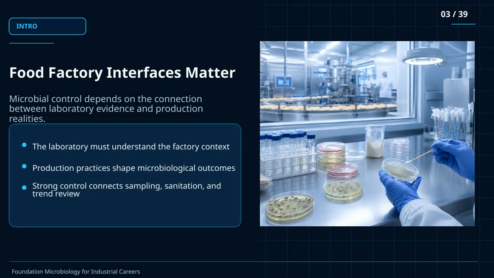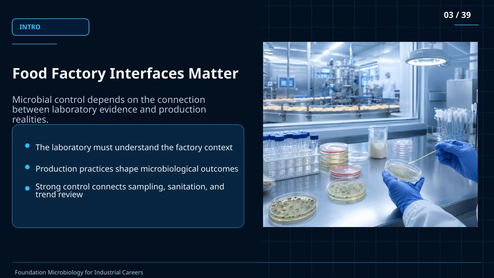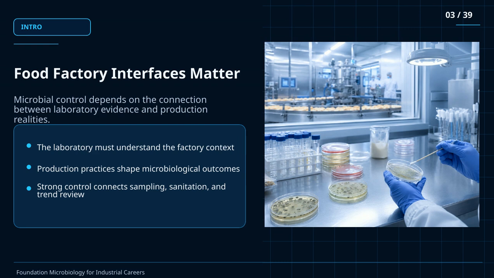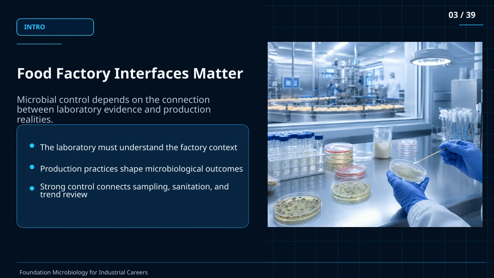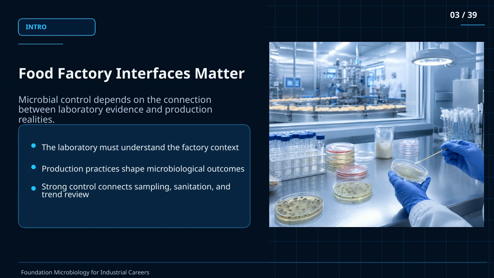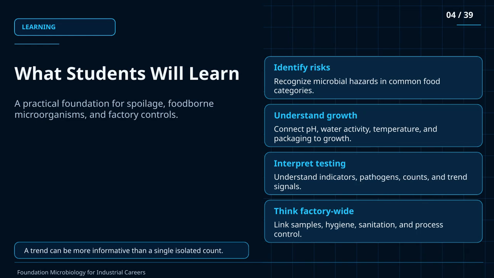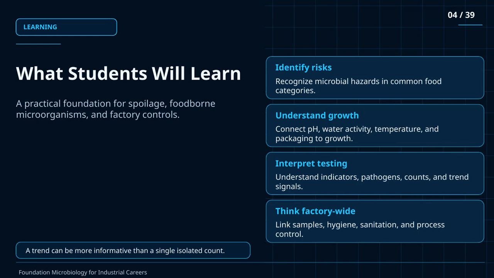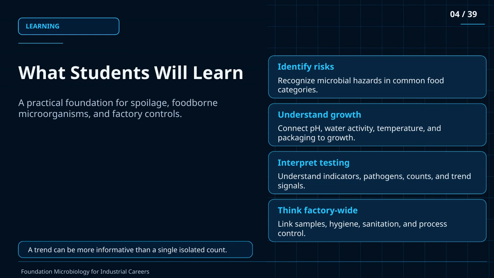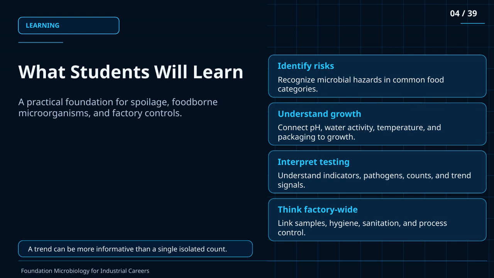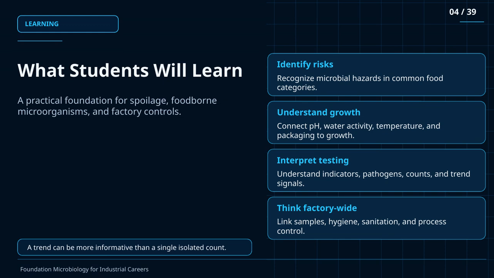Food factory interfaces matter because laboratory results only become useful when they are connected to real production conditions. Sampling, sanitation, process design, and operator behavior all influence the final risk. By the end of this module, you should recognize common microbial risks, understand growth conditions, and interpret basic food microbiology testing. You should also connect hygiene, sampling, sanitation, and process control across the factory.